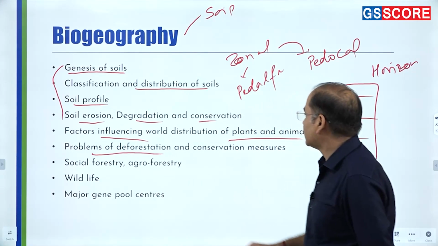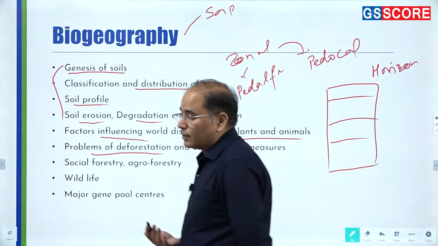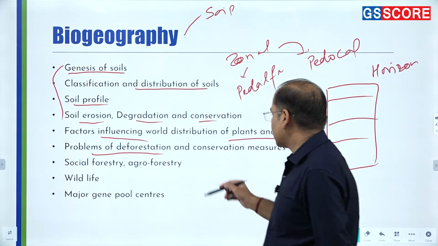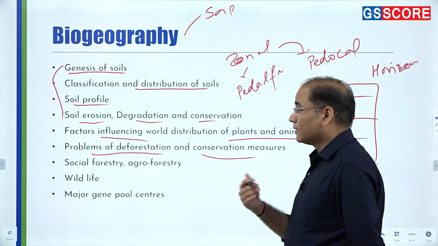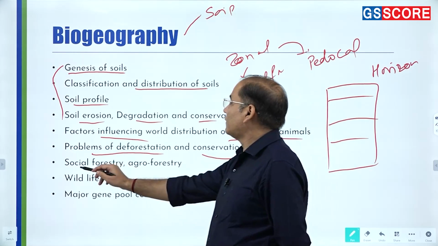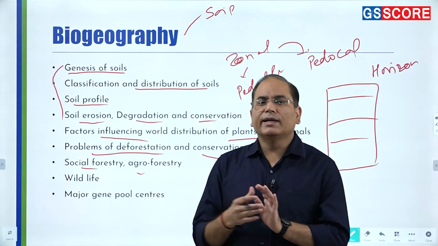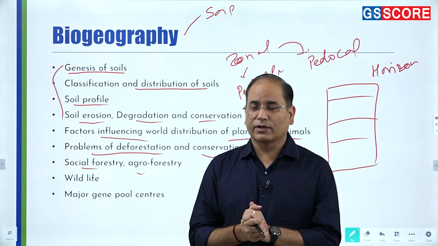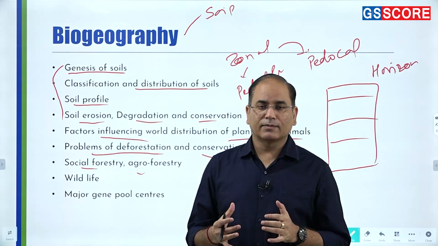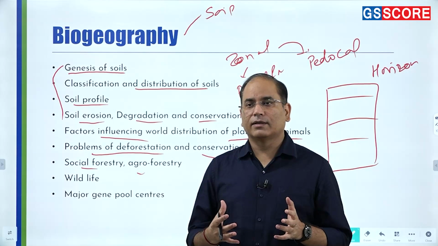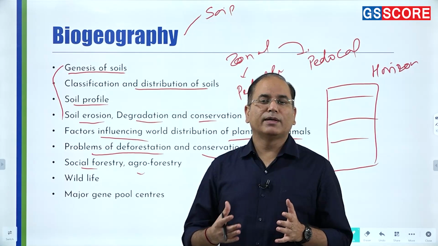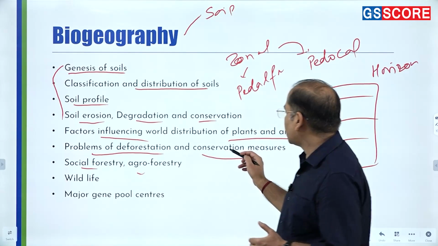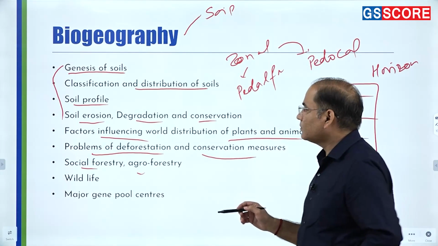Then problem of deforestation. So in terms of plants, one of the biggest problems that the whole world is facing is the problem of deforestation and also conservation measures. Then we have social forestry, agroforestry. Within India, we have initiated 2 very popular programs, social forestry and agroforestry. Social forestry and agroforestry have been launched to provide some assistance to the people living in rural areas, mostly the farmers, and also the focus was on the conservation of the forest.